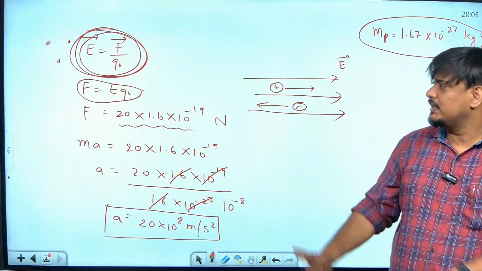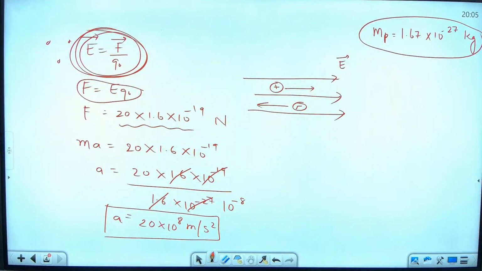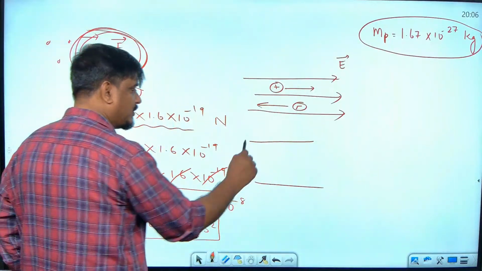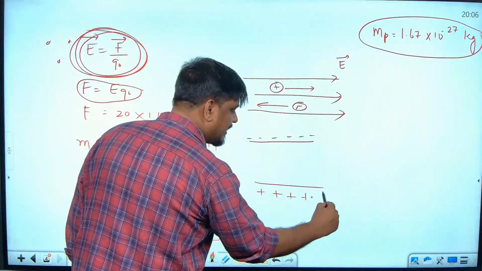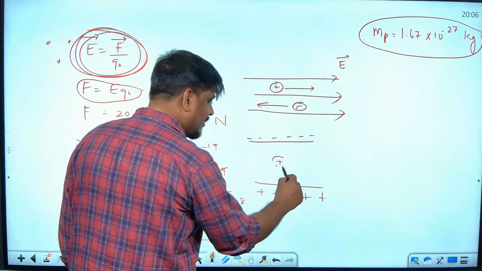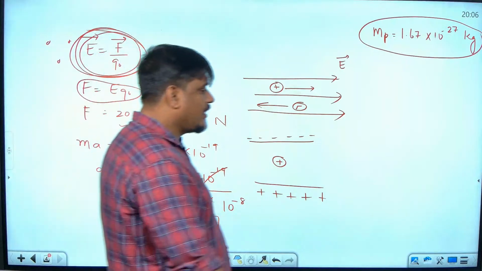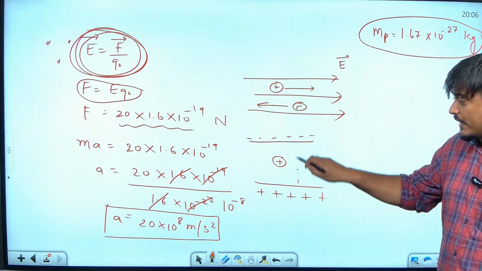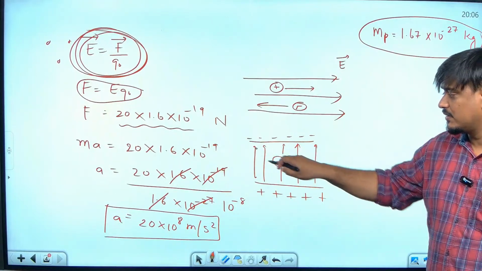Got my point? This is one category of question. Another level of question can come. Please pay attention. It will come like this: you have two plates, a negatively charged plate and a positively charged plate. It is in the NCERT book also. If there is a positive charge, it will tend to move in the direction of electric field. It will try to move upward, right?